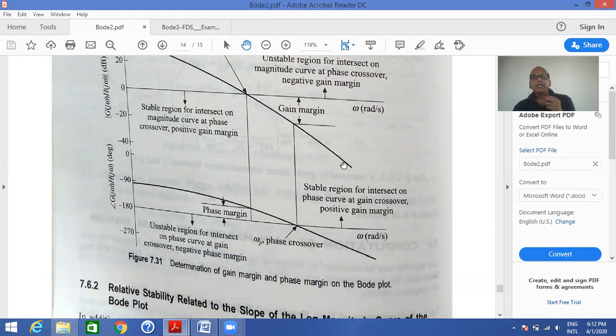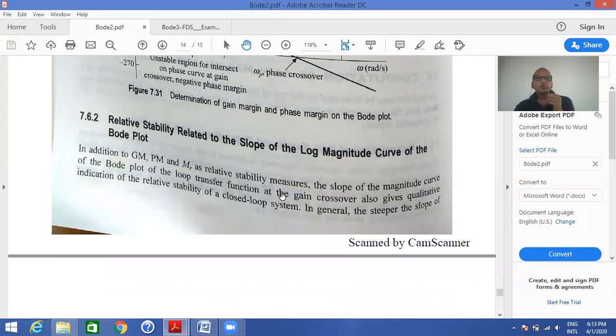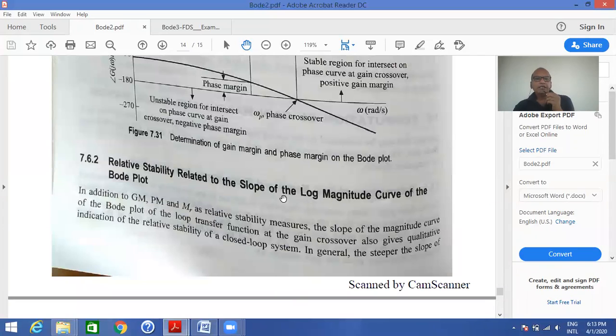Ideally, if you refer to the control systems manual by Nagrath and Gopal, the ideal gain margin is 6 dB and the phase margin is 30 to 60 degrees. Then relative stability is related to the slope of the log magnitude. Relative stability means that if all the roots of the characteristic equation are more negative, then the system is said to be stable. That is, all the roots of the characteristic equation are away from the origin.